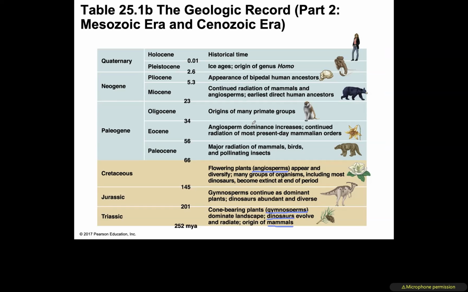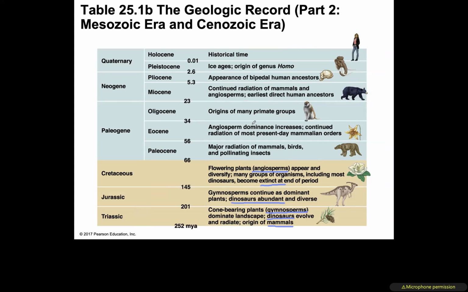Okay, so with that, Jurassic specifically, that's why they named a whole movie out of it, Jurassic Park, those dinosaurs were at their most abundant and diverse. Gymnosperms continued to dominate as the plants also. And in your Cretaceous, that's when your angiosperms came about, like I showed you. And your dinosaurs became extinct at the end of the Cretaceous.